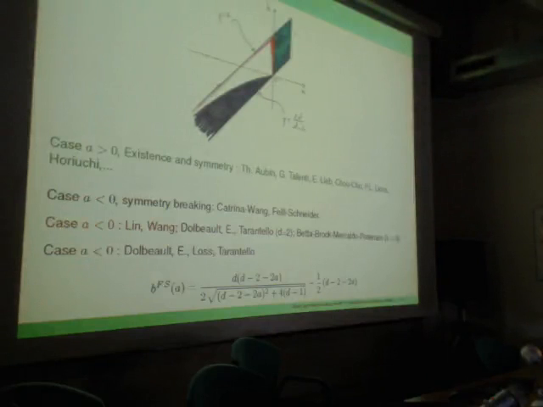So there were some results at the beginning, some perturbative results. First for A negative, but very close to this line, the A equal to 0. It was a work by Lin and Wang, in which they proved that you have symmetry in this red region. And then later, with Gabriela and Dolbo and Loos, we proved that if you are near this line, so you are near the Hardy inequality, you have also symmetry, okay?